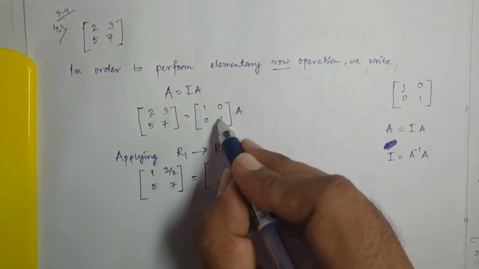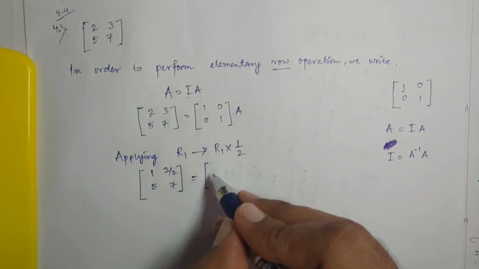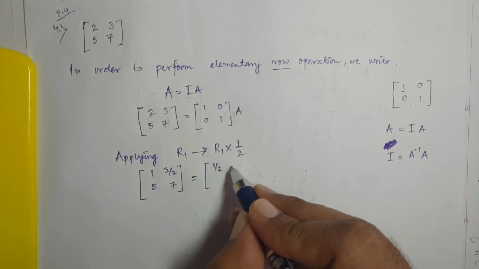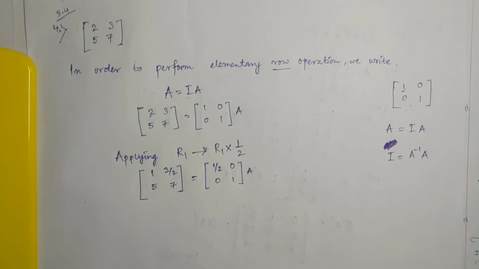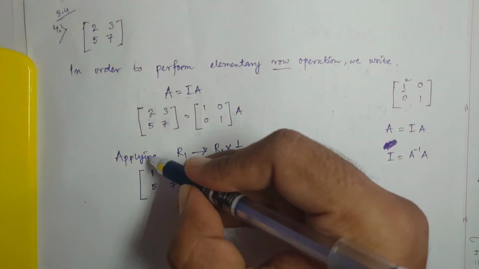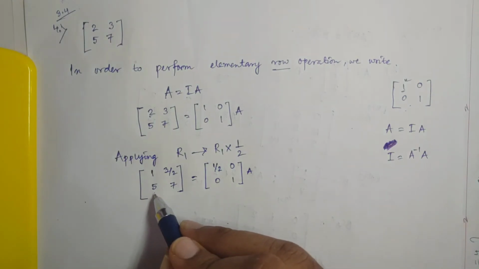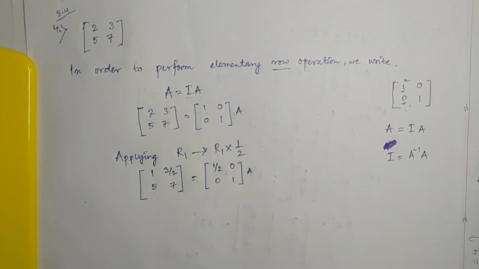Now we do the same operation on the right side. R1 is 1, so it becomes 1 by 2. The next entry is 0, so it stays 0, then 0, 1, and A. So this element is done. Now you see the second element of column 1 is 5, but it should be 0 here.